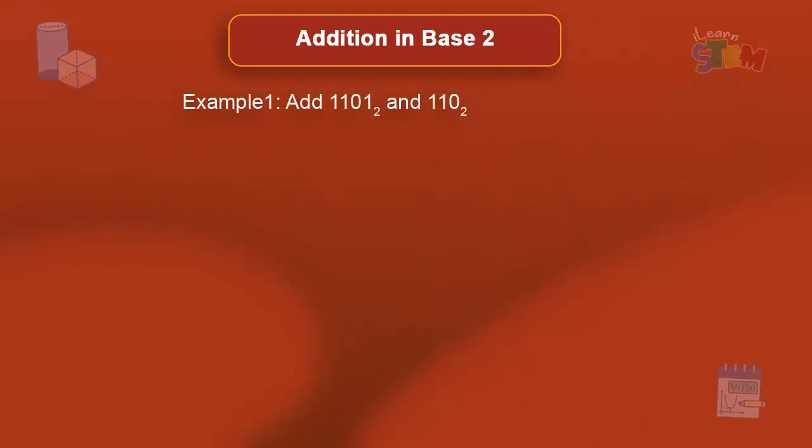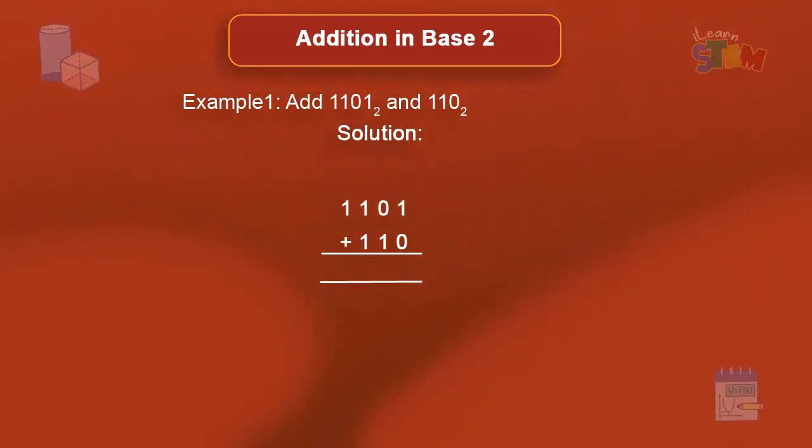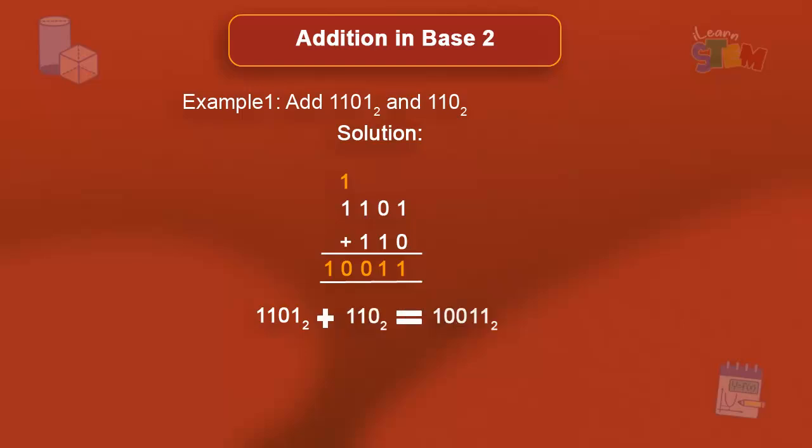Example 1. Add 1101 and 110 all in base 2. Solution. First, we arrange our numbers accordingly before we begin to add. So, 1 plus 0 equals 1. 0 plus 1 equals 1. 1 plus 1 equals 10. We write down 0 and carry 1 over. 1 plus 1 equals 10. We write down 0 and then bring down 1. Therefore, 1101 in base 2 plus 110 in base 2 equals 10011 in base 2. Now, let us add up some numbers in another base.